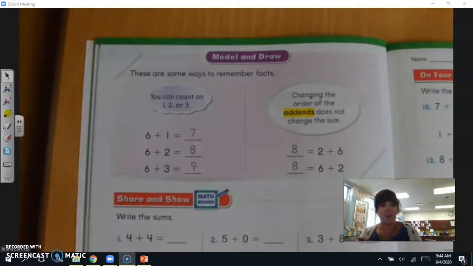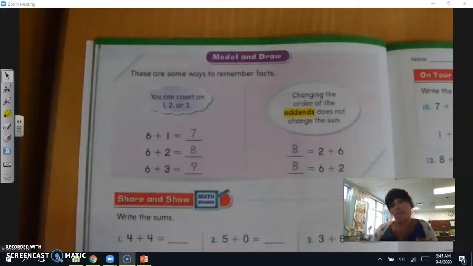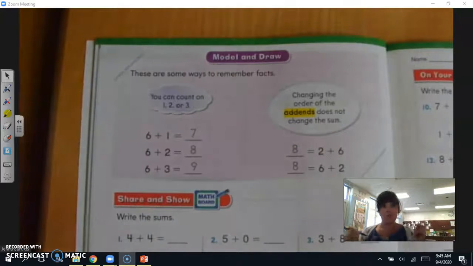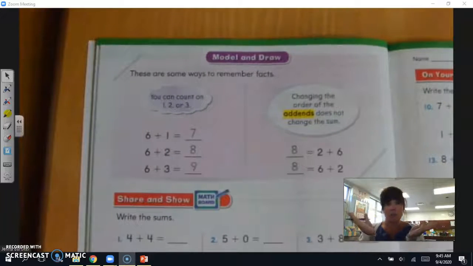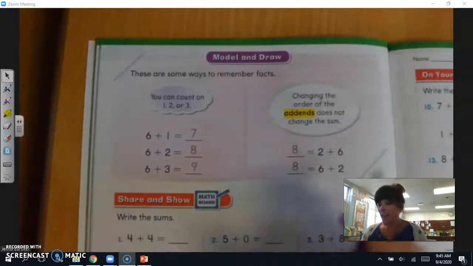Right? You guys remember that little tune that we did the other day with sum? Anyone remember what sum is? Sum is the answer to an addition problem. Right? Same thing for addends, but addends aren't the answer to an addition problem. Addends are the numbers that we add together, right? Okay, so when we're talking about addends, it's the two numbers that we're adding together.